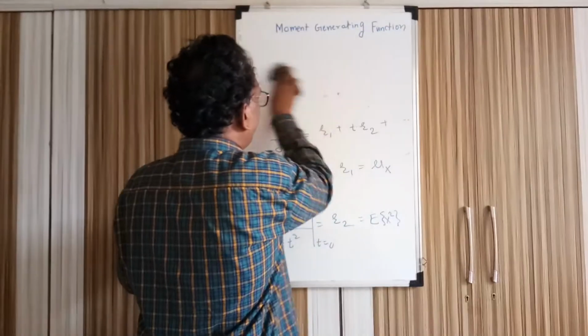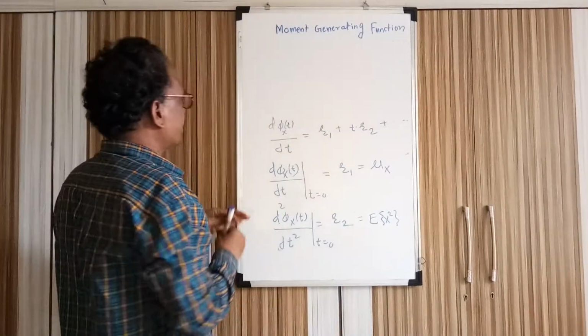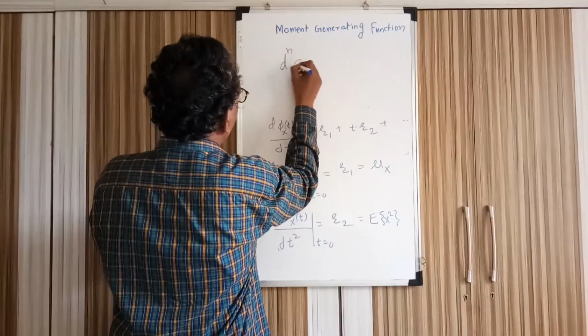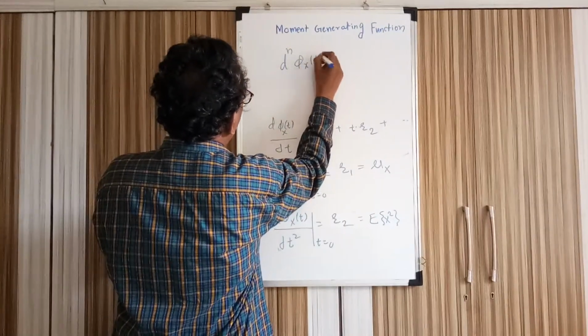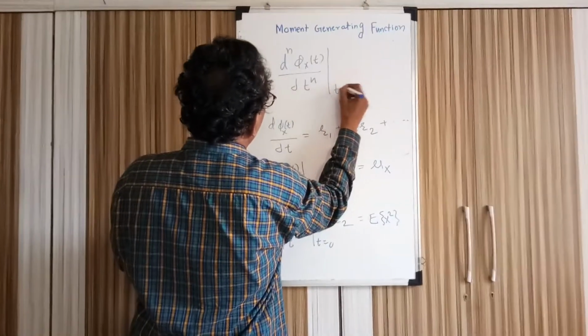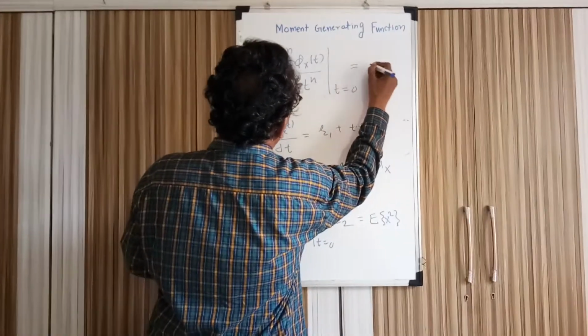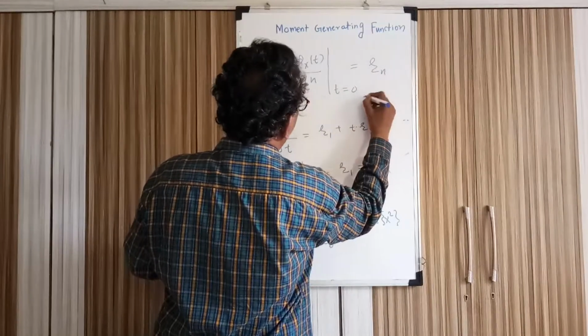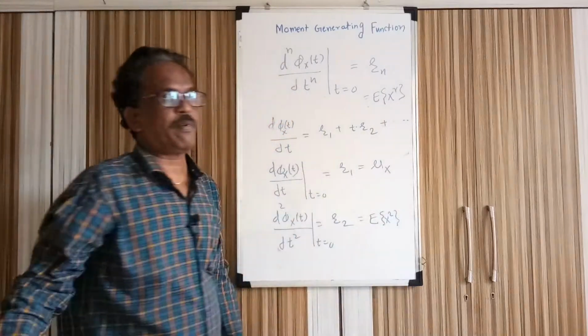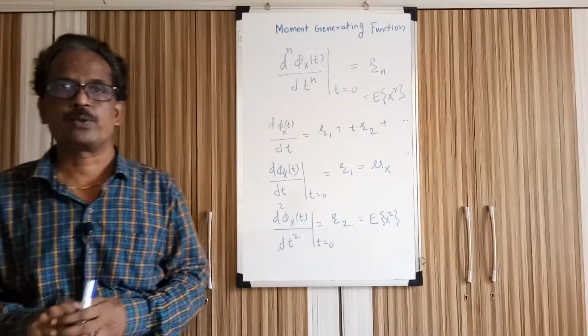Likewise, if you take the nth order derivative of this equation, you get the nth moment: d^n phi x of t divided by dt^n. At t equal to 0, this nth order derivative gives the nth order moment, which is the expected value of x raised to r. So to find the moments, this formula is very useful.